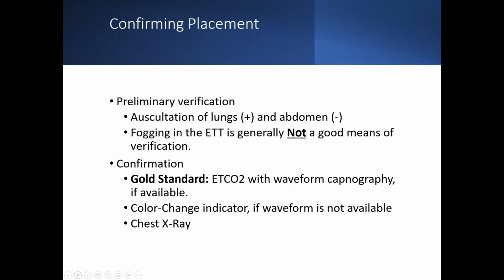Confirming placement, auscultation of the lungs and the abdomen. You want to hear good aeration in the lungs. You don't want to hear it in the abdomen. Fogging the ET tube is generally not a good means of verification, as I said. Confirmation gold standard is end-tidal CO2 with waveform. Color change is an indicator. If waveform is not available, chest X-ray is also good.